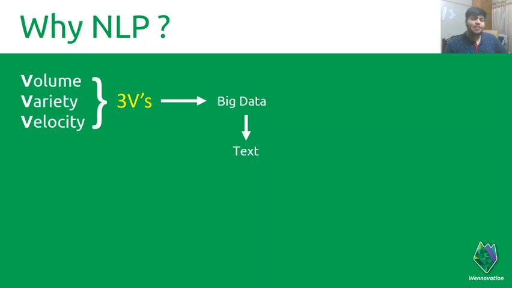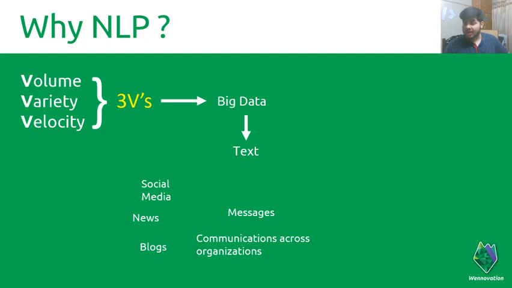Why? Because if you take a look at the time that we're living in, textual data is everywhere. It's being generated every single second, every single minute, from server farms, from different sources. Some of the sources I mentioned here are, for example, social media, which is one of the biggest sources of text. People write blogs and post articles every single day on social media, such as Twitter, Facebook, and places like this. And we have news, such as newspapers, which have a lot of textual data generated every single day. And then we have blogs, messages, and communications across organizations.